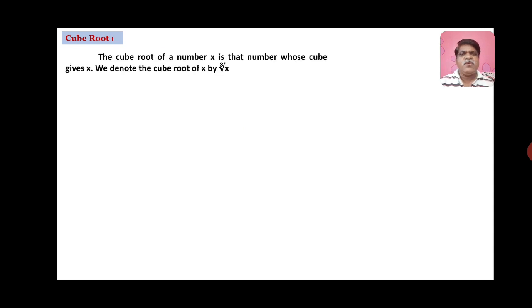So now, cube root. The cube root of a number x is that number whose cube gives x. We denote the cube root of x by the cube root symbol. Thus the cube root of 64 can be written as cube root of 4 into 4 into 4, that is cube root of 4 raised to 3. So 4 raised to 3, bracket raised to 1/3, the 3s get cancelled, and you get 4. It means simply the cube root of 64 is nothing but 4.